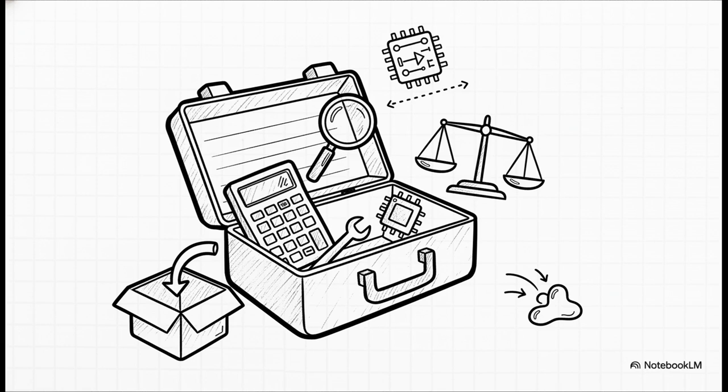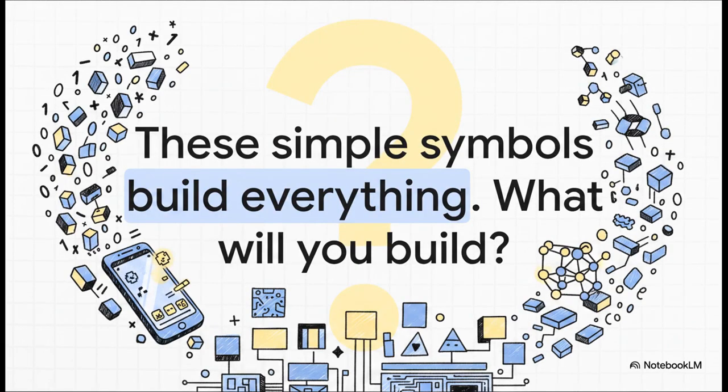That's the whole shebang. You know, it is pretty amazing when you stop and think about it. Every single piece of software you use, from a simple game on your phone to the most complex artificial intelligence, is built using these simple, powerful symbols. They really are the fundamental building blocks of everything. So now that you know what they are, what are you going to build?